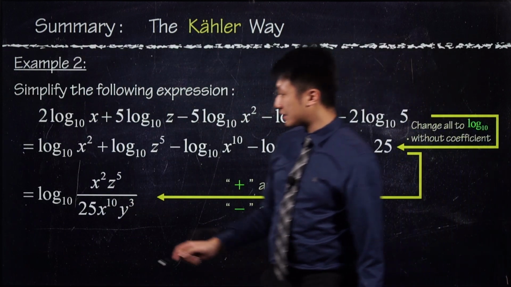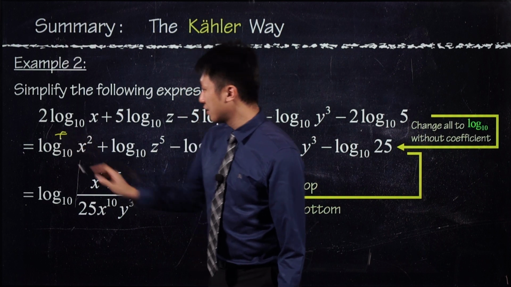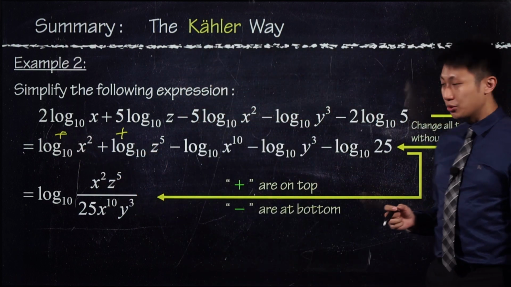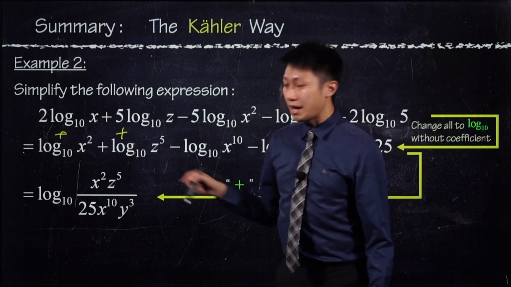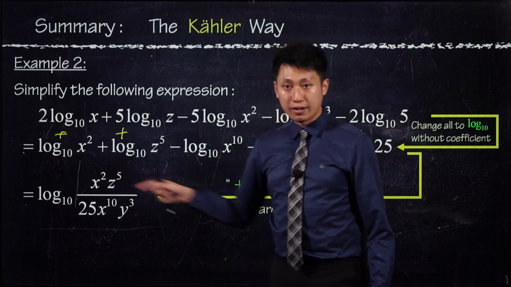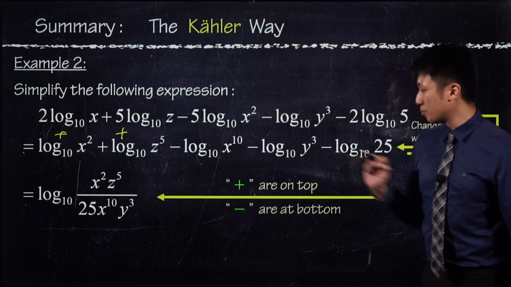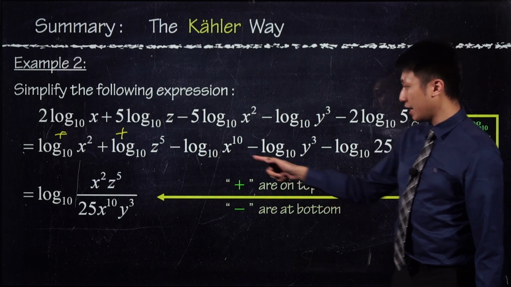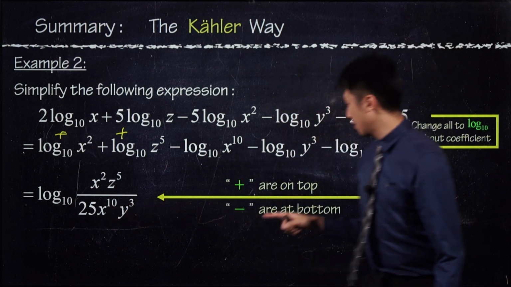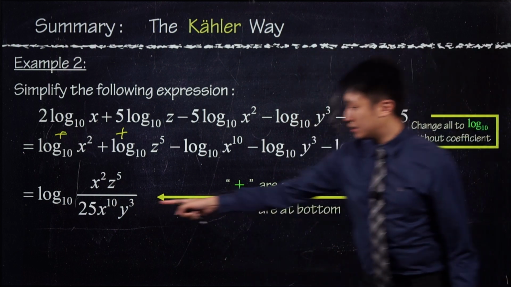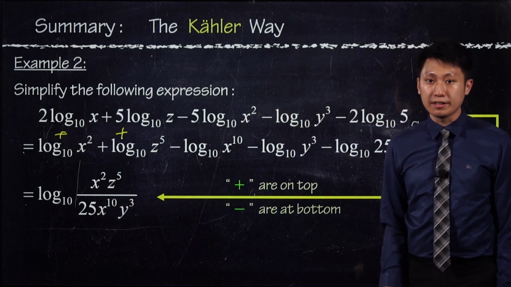First of all, I look at the sign. This is positive, this is positive, and nothing. So 2 of them are positive, meaning that x squared and z to the power 5 are on top. 1 minus, 2 minus, 3 minus, so they are at the bottom. Bottom meaning that x to the power 10 is below, y to the power 3 is below, then 25 is below. Then you are done.